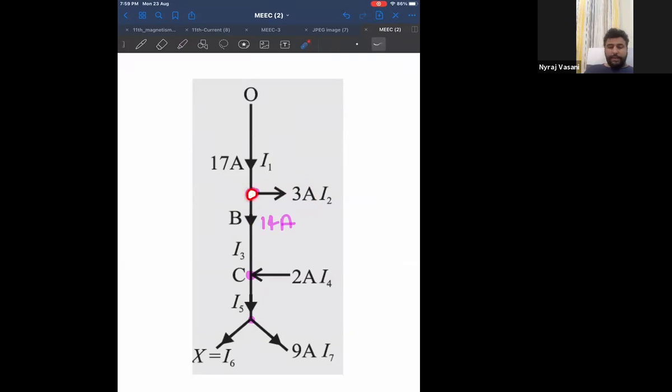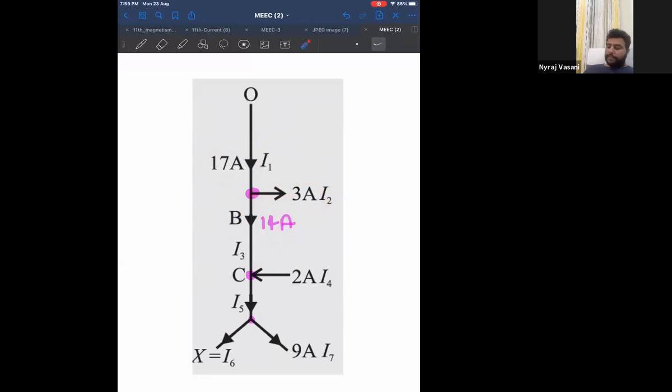This is the node, okay? Now, if you analyze, what is the current entering this node? Current entering this node is 17. And what is the current leaving the node? Current leaving the node is this and this. Can I say Kirchhoff's first law is satisfied at this particular node? Yes, because the total current entering is 17 and the total current leaving, the sum, is again 17.